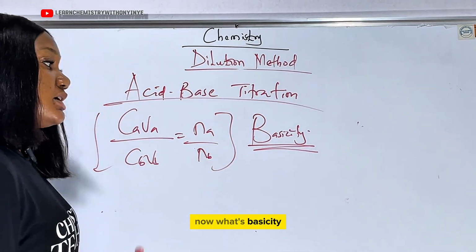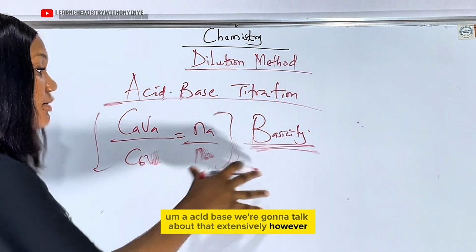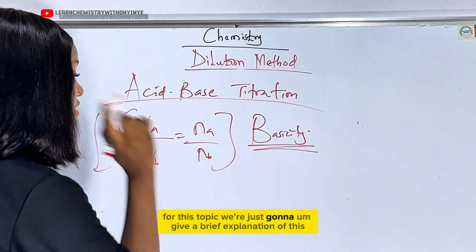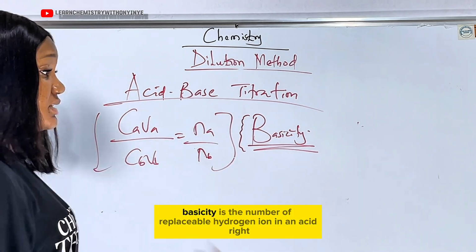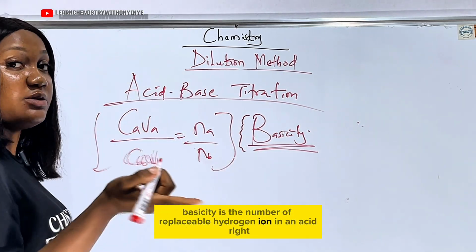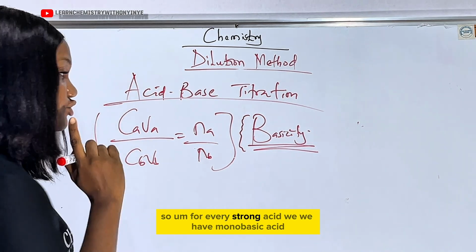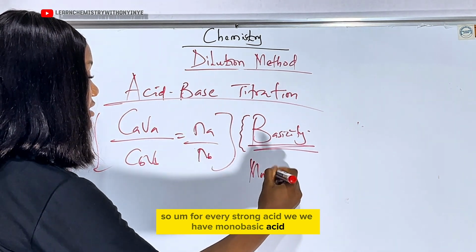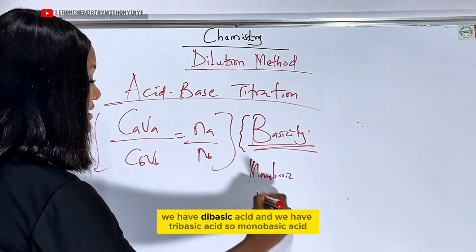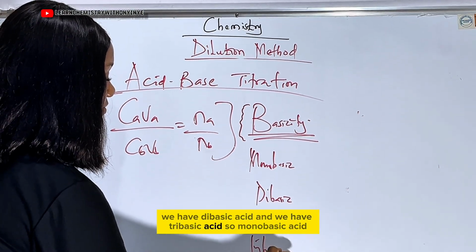Now, what's basicity? In acid base, we're going to talk about that extensively. However, for this topic, we're just going to give a brief explanation of this. Basicity is the number of replaceable hydrogen ions in an acid, right? So, for every strong acid, we have monobasic acid, we have dibasic acid, and we have tribasic acid.